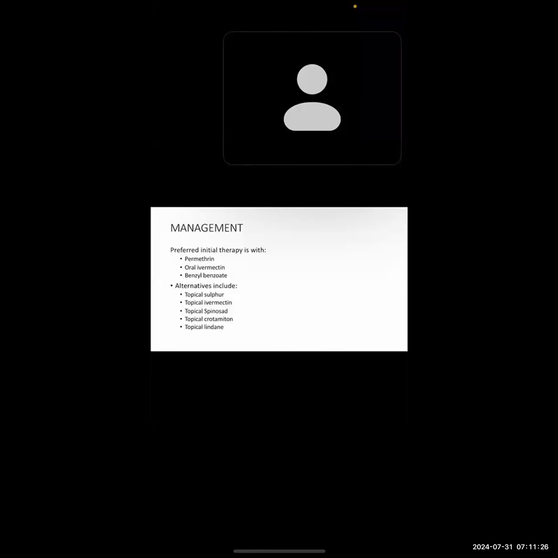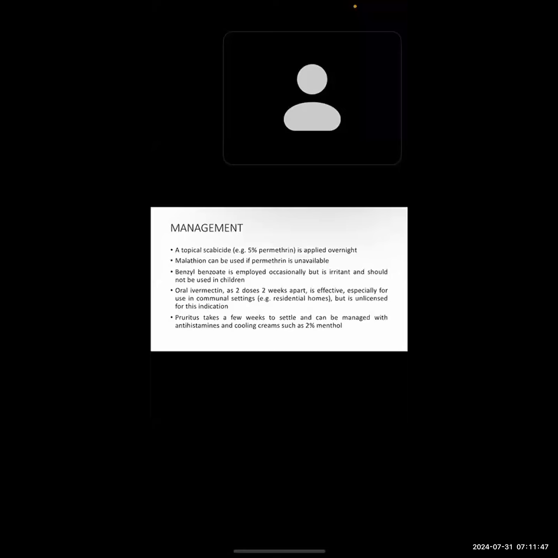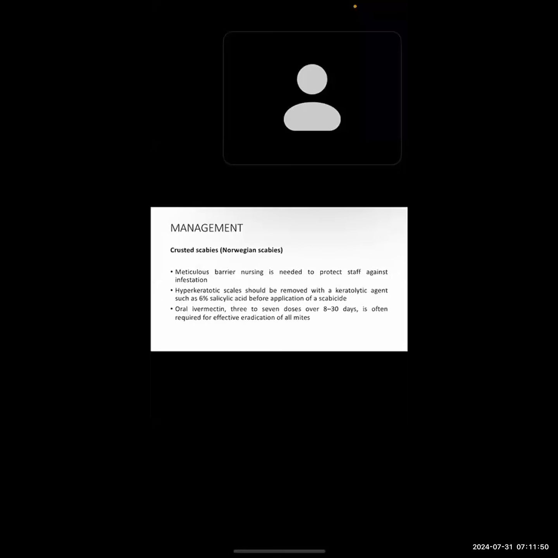You can also use oral ivermectin at 200 micrograms per kg, given as a single dose and repeated after 1 week. You can also give benzyl benzoate, which is applied and used overnight for a few days. Alternative therapies include topical sulfur, topical ivermectin at about 1%, topical spinosad, topical crotamiton, and topical lindane. The pruritus itself can be managed with antihistamines. There's a role for steroids, but that's usually used only when you've eradicated the mites. It doesn't have a scabicidal effect.